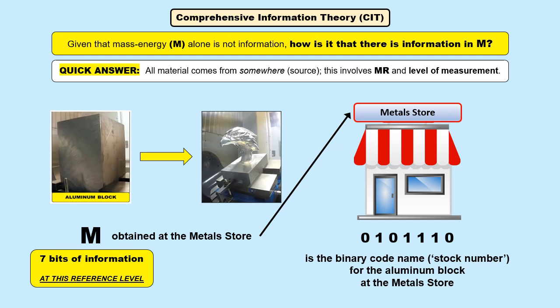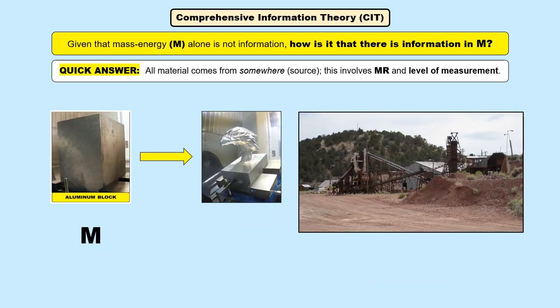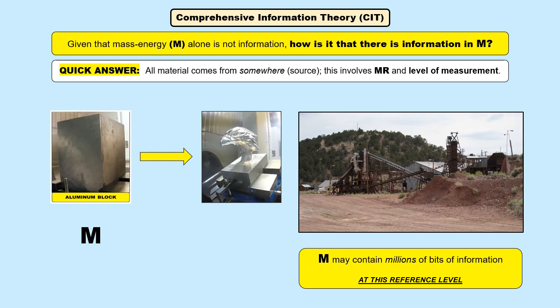At a different level it would be a different information amount. For instance, at the level of the company that mines the ore, from which the aluminum is extracted, the aluminum block may contain millions of bits of information. In any event, there is a specific amount of information that's attached to the material component of a recipe. That amount is what's required to obtain, or reproduce, the material, at the specified level. Let's proceed to the next question.